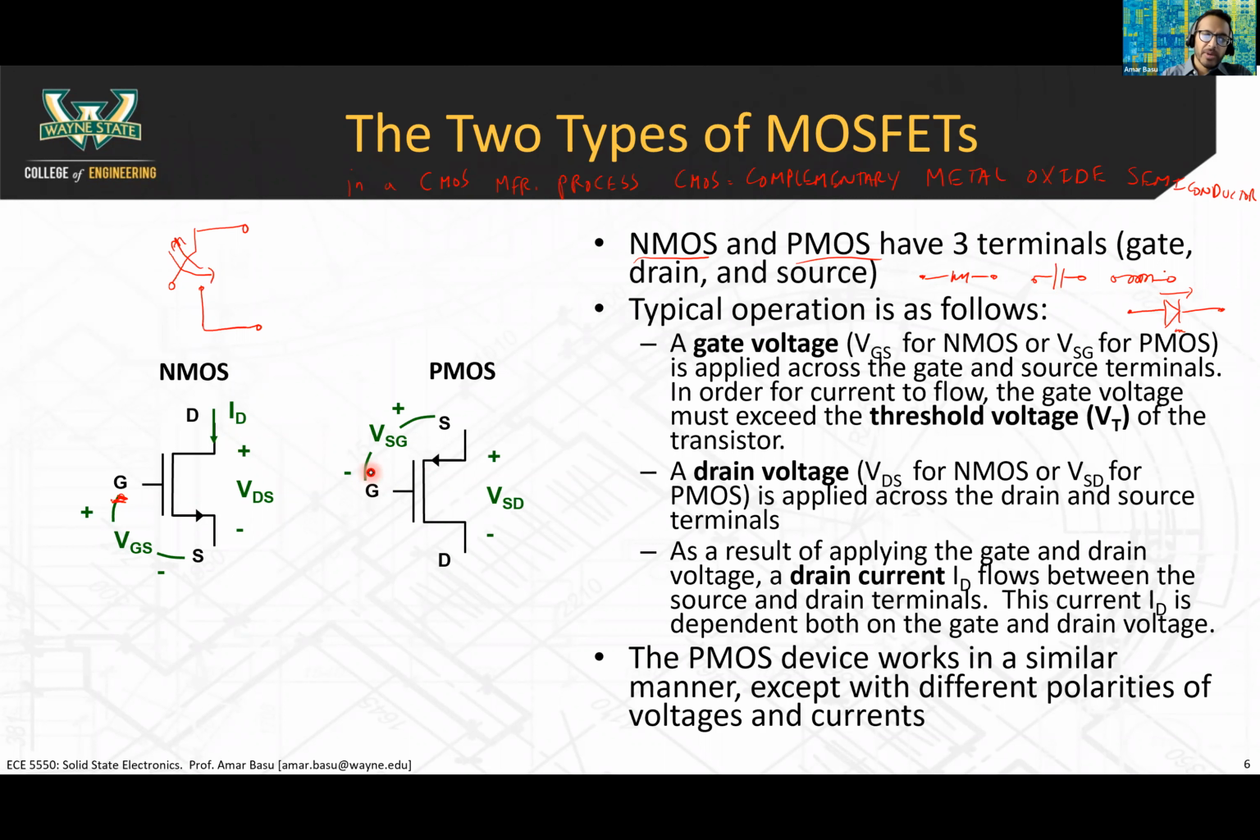In order to get current flow, you have to apply a voltage across the channel. Here you apply a drain to source voltage, VDS. Here you apply a source to drain voltage instead. And then you will get current flow going from here to here.